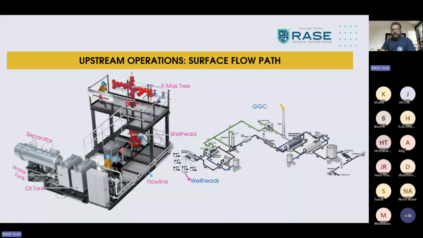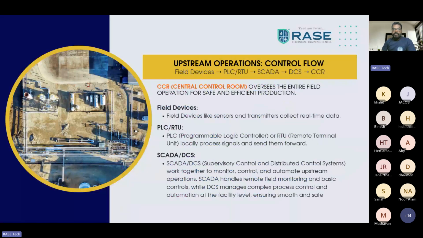The many equipment are located over there. This is the upstream flow path. Then the upstream control flow: field devices like sensors and transmitters. What's the function? The sensors and transmitters collect real-time data from the field equipment and field functions, to give to the PLC or RTU.